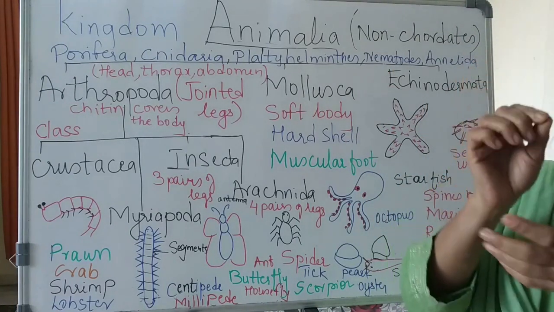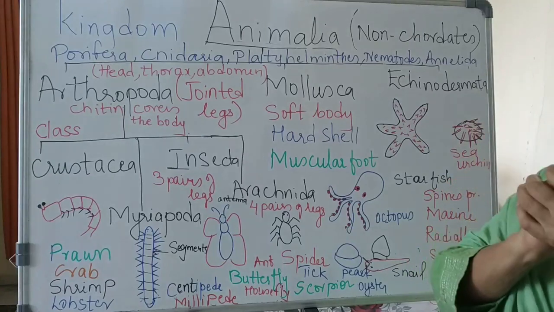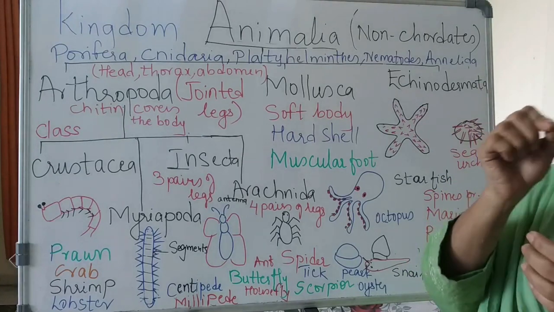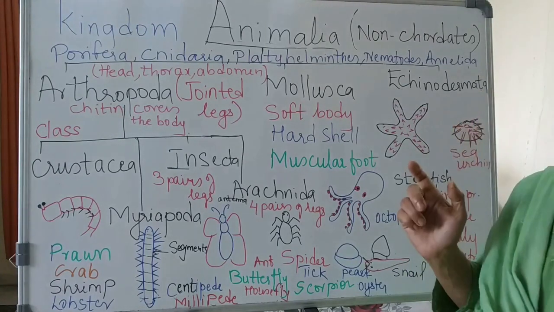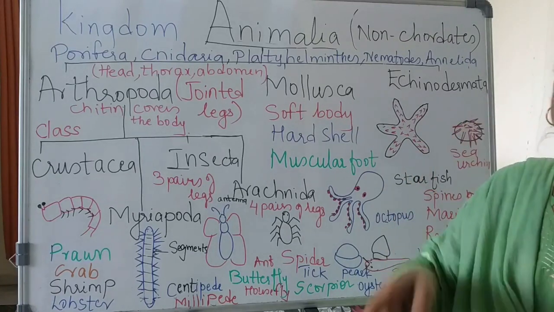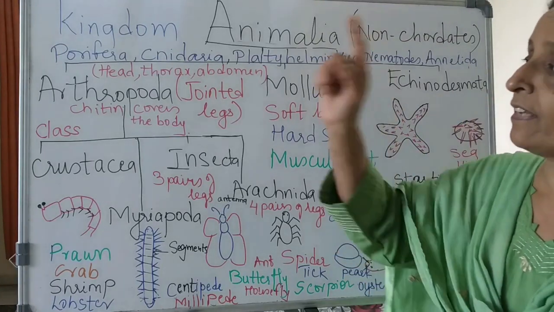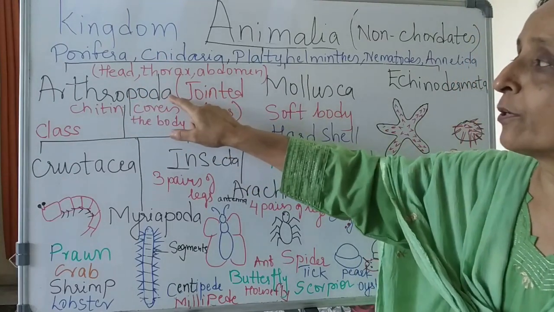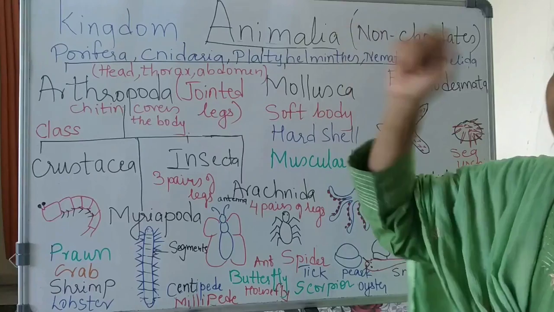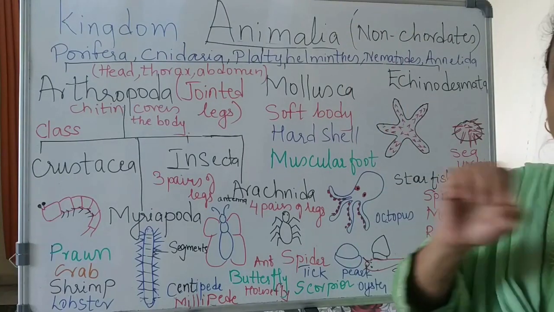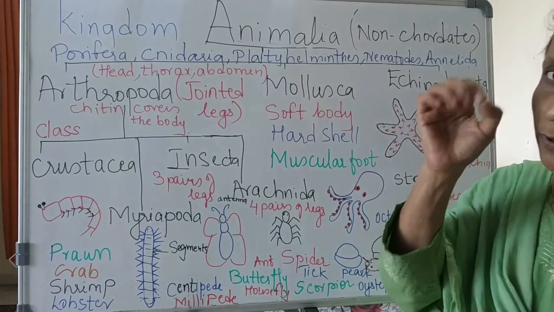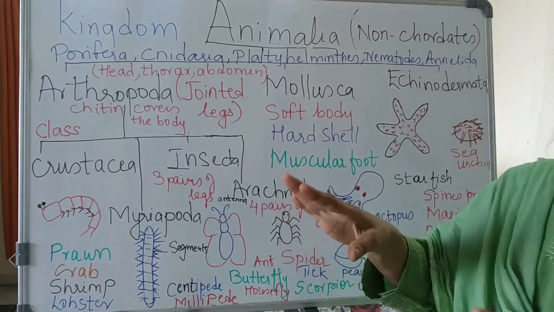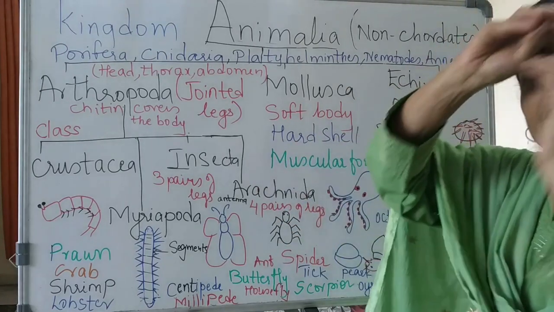Now if you kill a mosquito and see its leg, it is not one continuous leg, it is small units. Why? Because it has jointed legs. The main character of Arthropoda, it has got jointed legs. The legs are not straight, they are made up of small units. So whichever animal you see with jointed legs, they are in Arthropoda.